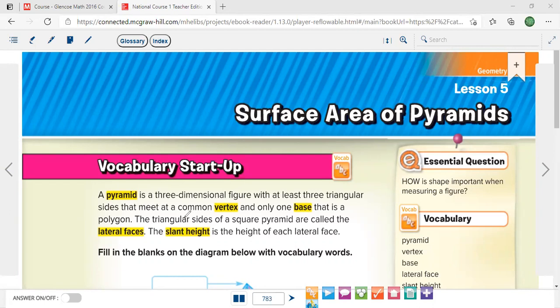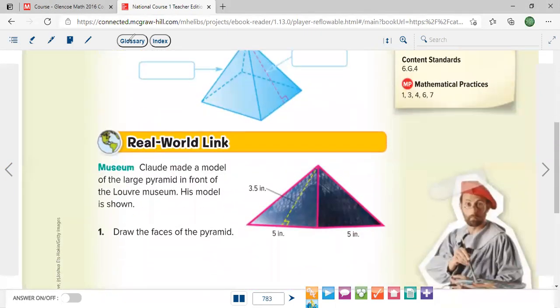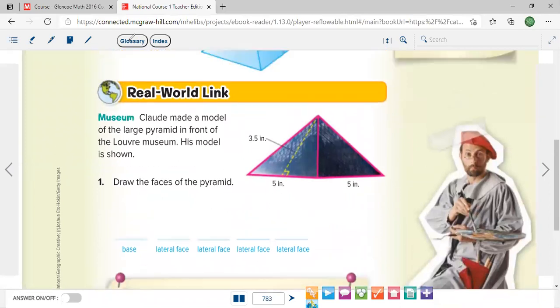The triangular sides of a square pyramid are called the lateral faces. Lateral faces means not the base. The slant height is the height of each lateral face. So let's fill in the blanks for this one.